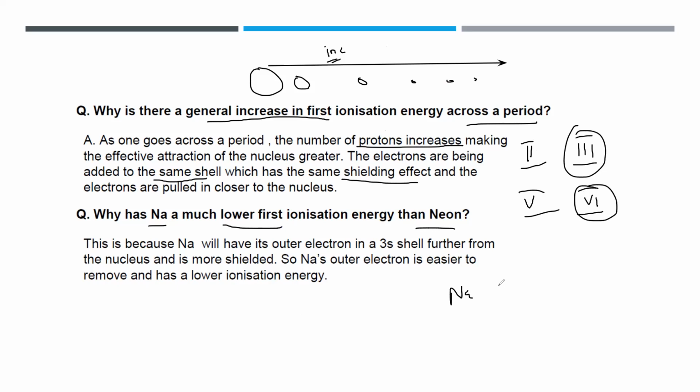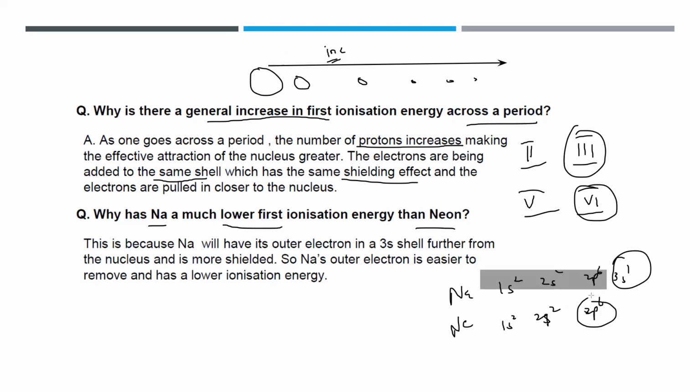When we write the electronic configuration for sodium, it is 1s2, 2s2, 2p6 and 3s1. For neon, it is 1s2, 2s2, 2p6. So for sodium, we have to remove an electron from 3s, and for neon, we have to remove an electron from 2p, which is closer. And second, sodium has more inner shell electrons, neon has fewer inner shell electrons. So neon will have less shielding effect. That's why more ionization energy. Sodium will have higher shielding effect, so less ionization energy. Is it clear?